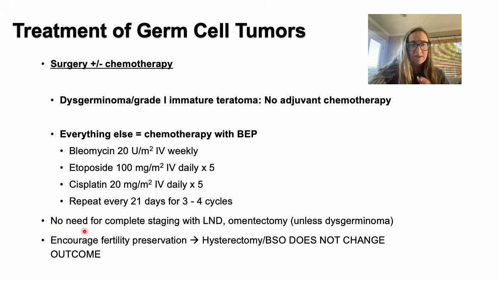In most cases, you don't need to do a lymph node dissection or an omentectomy unless it's a dysgerminoma. And recently I was reading about also doing them in immature teratomas. The literature is different in Gyn Onc versus pediatrics. So if you have a case like this, you need to go back and look at the literature. But you should encourage fertility preservation, especially in these young patients.